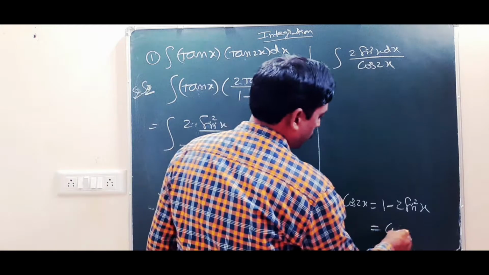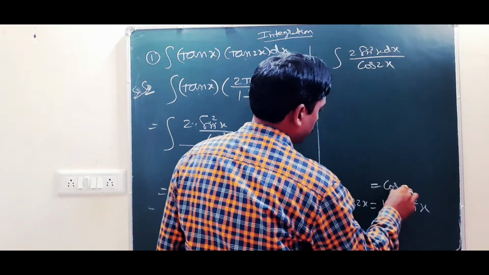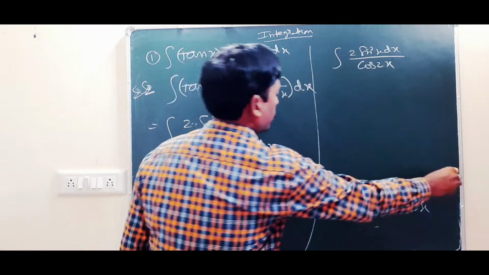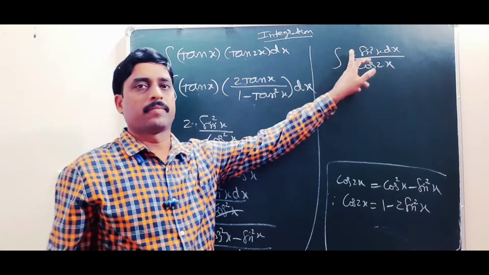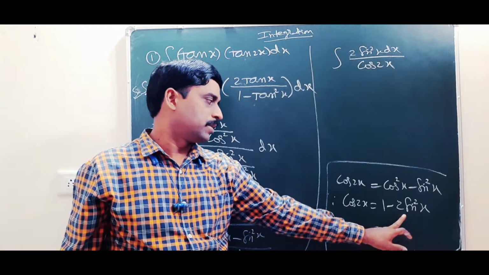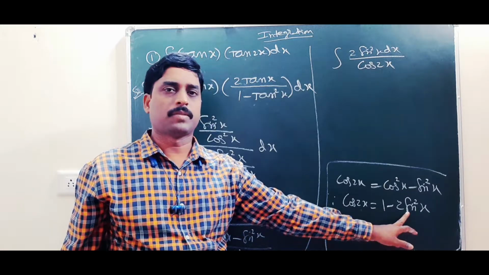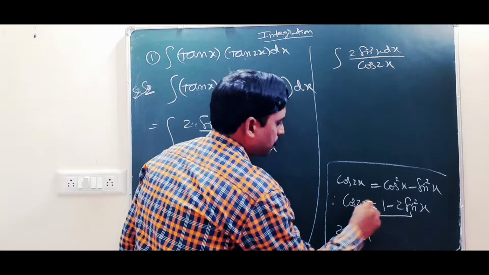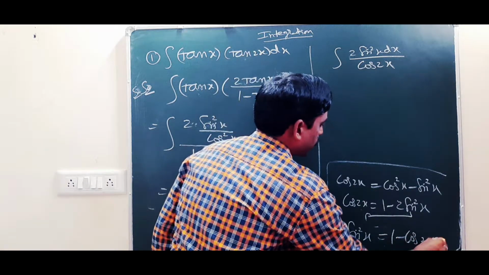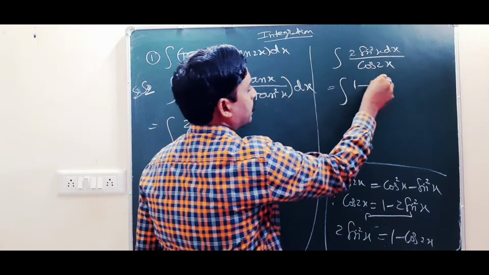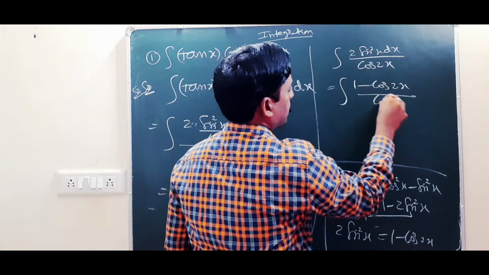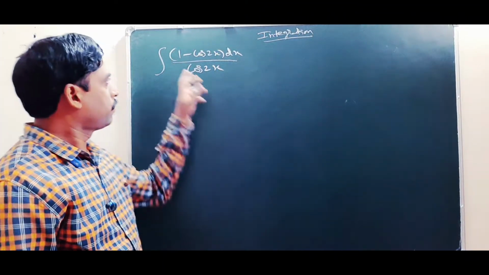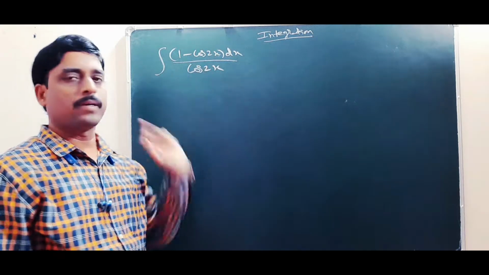And cos square x minus sin square x is also cos 2x. So for 2 sin square x, from the second formula cos 2x is equal to 1 minus 2 sin square x. Bring the minus 2 sin square x to the left side and cos 2x to the right side: 2 sin square x equals 1 minus cos 2x. So in place of 2 sin square x we write 1 minus cos 2x by cos 2x. We have got the integral of 1 minus cos 2x by cos 2x dx.